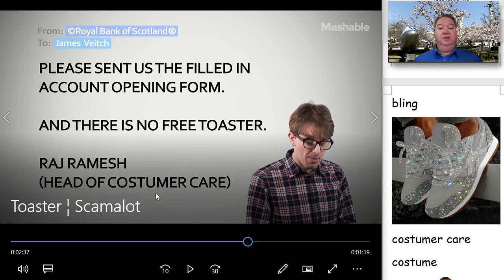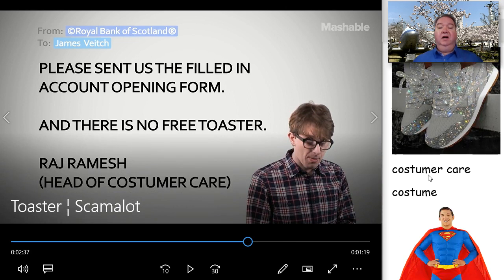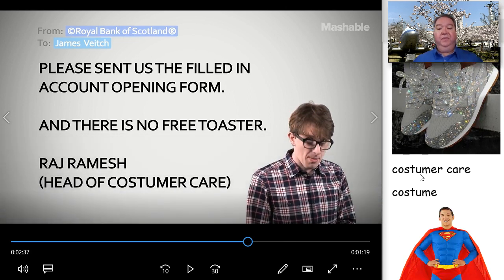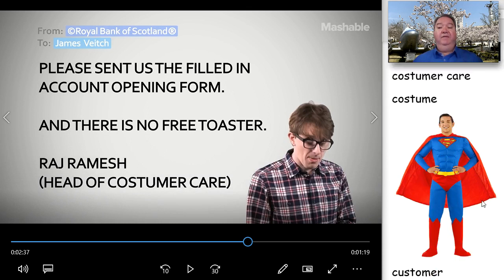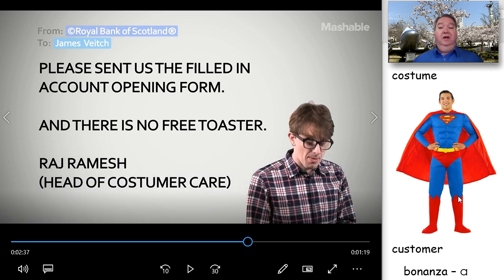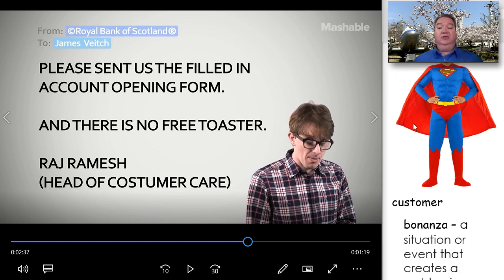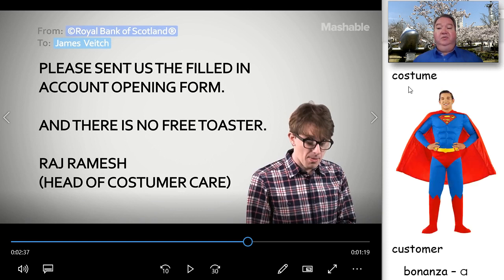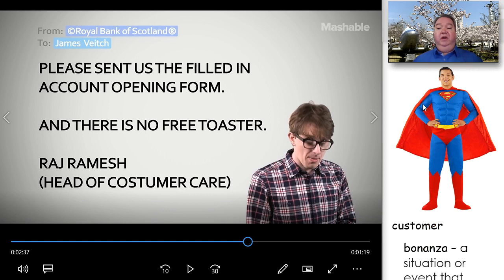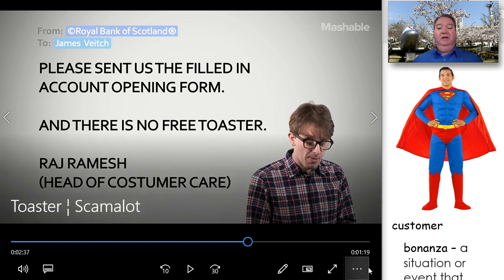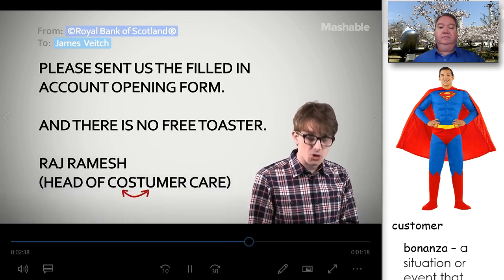Head of Costumer Care. Notice Costumer Care. A costume, that's like a Superman costume, an outfit to disguise yourself, you might wear at a party, or especially at Halloween. Instead of costumer, of course, the word they want is customer. So they've reversed the O and the U. Not costume or costumer, but customer, and I've seen this mistake appear several times.